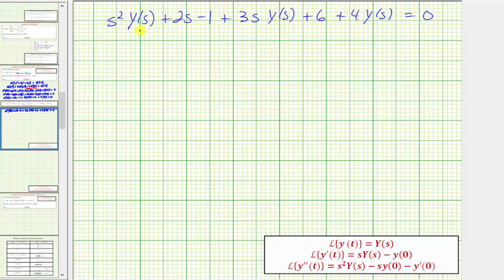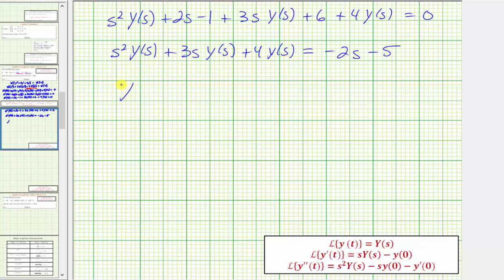For the next step, let's keep the big Y of s terms on the left and move all the other terms to the right. So we have s squared big Y of s plus 3s big Y of s plus 4 big Y of s equals, we'll subtract 2s on both sides, so we'd have minus 2s, then negative 1 plus 6 is 5, so we'll subtract 5 on both sides, so the right side we have negative 2s minus 5, and now we'll factor big Y of s out of these 3 terms, which would give us big Y of s times the quantity s squared plus 3s plus 4 equals negative 2s minus 5.